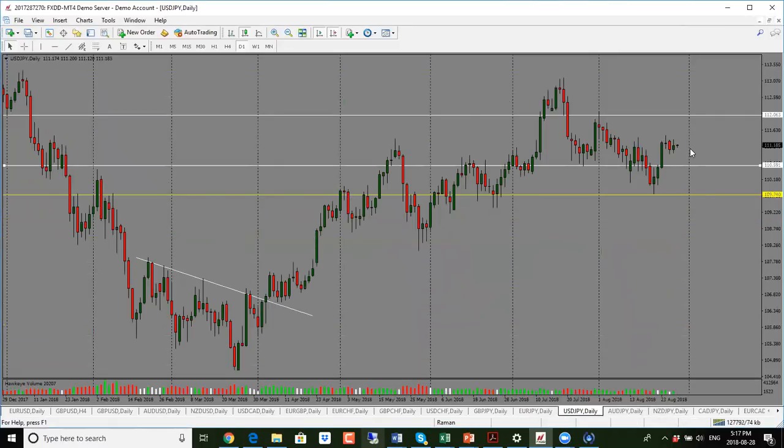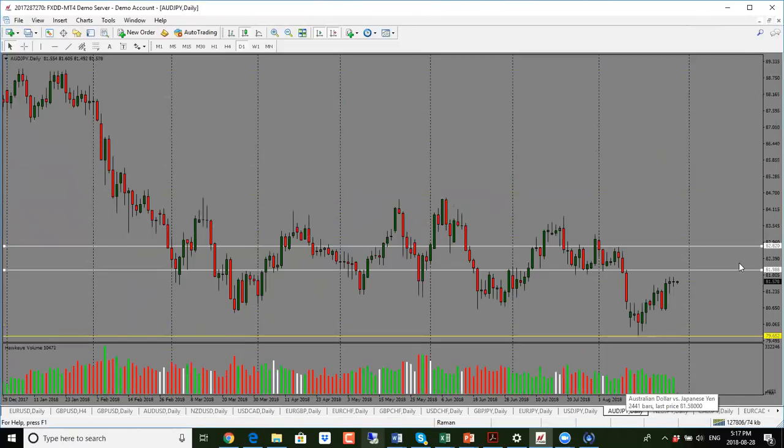Dollar yen here, this is just sideways at the moment. It hasn't really done much for the last 3 days. It made this push up higher and it's just sitting sideways here. So bias is sideways. Now we could see price go up into this support resistance level, push up higher. But at this point, I'm neutral on this. So this one may not be the best one to trade.